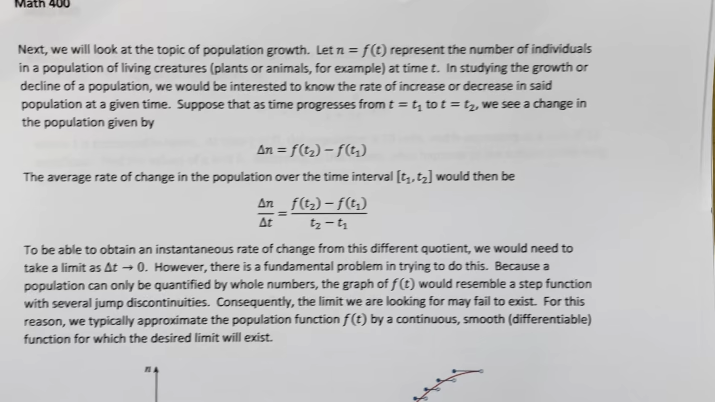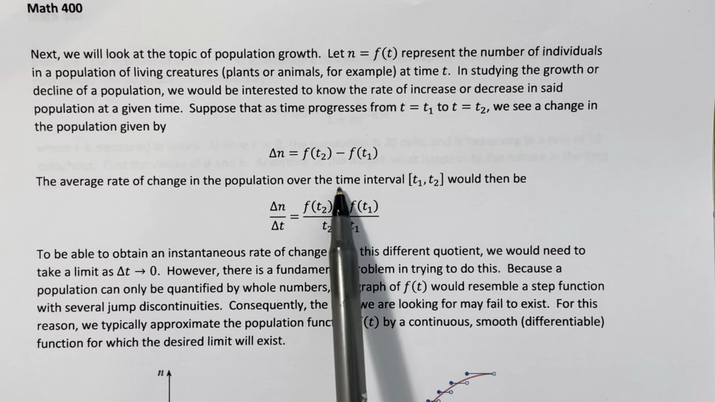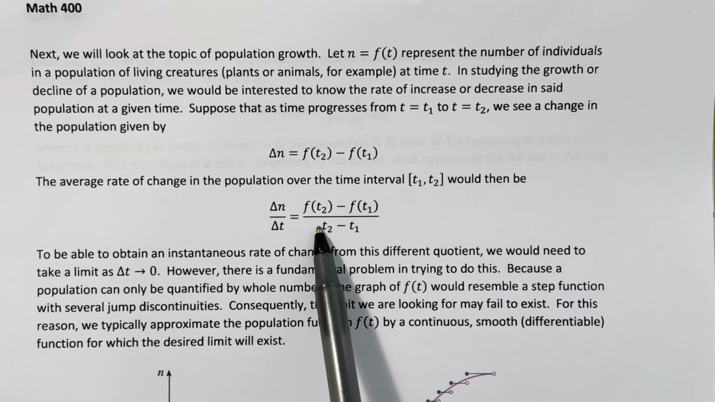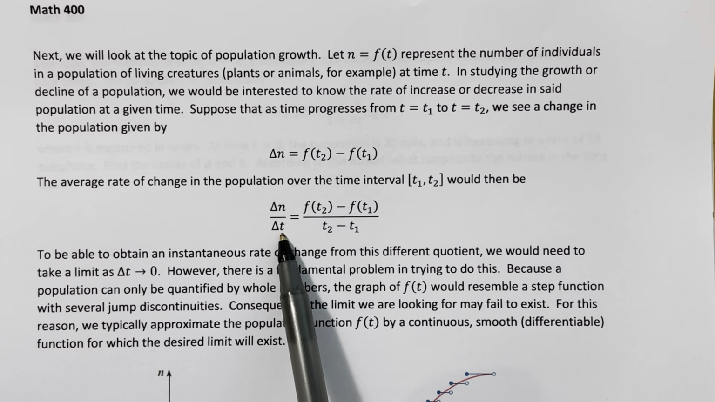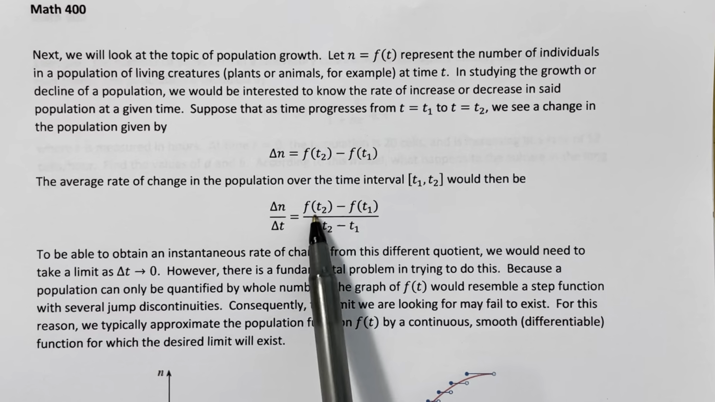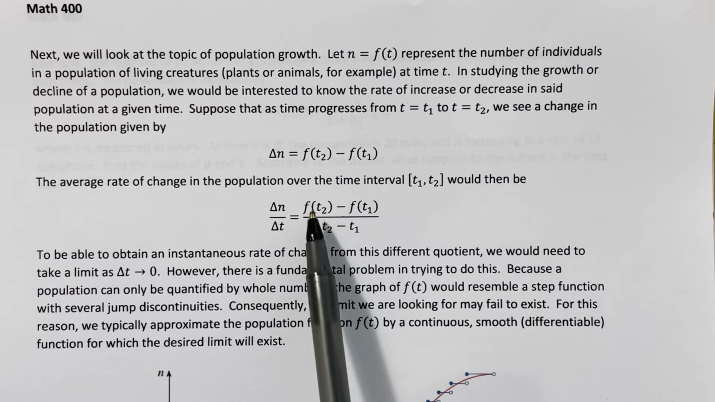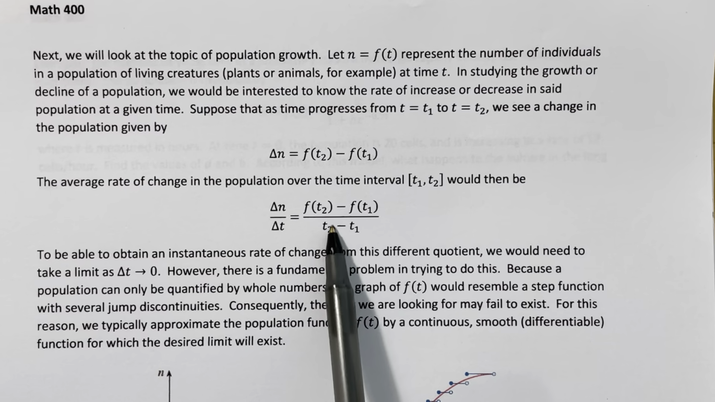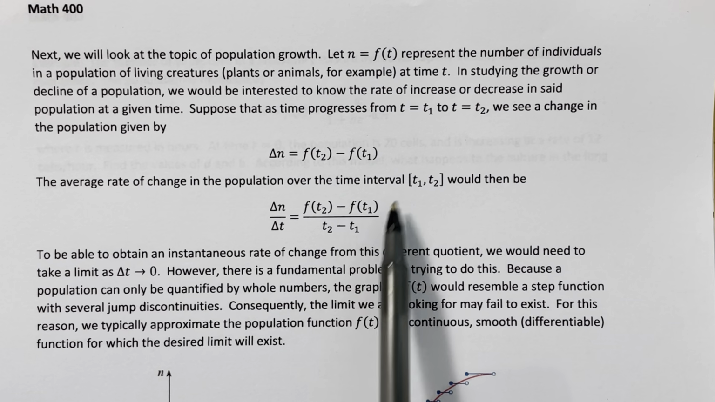It follows then that the average rate of change in that population over the time interval from t1 to t2 would look like this: delta n over delta t, or f of t2 minus f of t1, over t2 minus t1. That would be the change in time.